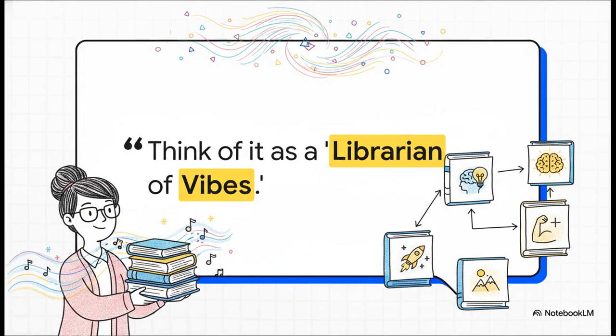A great way to picture this is to imagine a librarian of vibes. This librarian doesn't care about the Dewey Decimal System, no. They organize books based on their feel, their tone, their themes. So a sci-fi novel that's all about hope might be sitting right next to a historical biography about perseverance. It's all about the underlying meaning, the vibe.